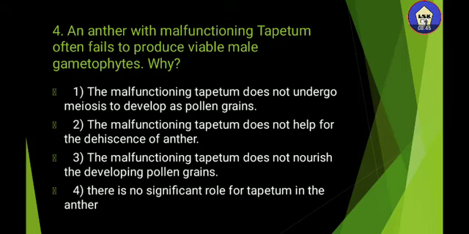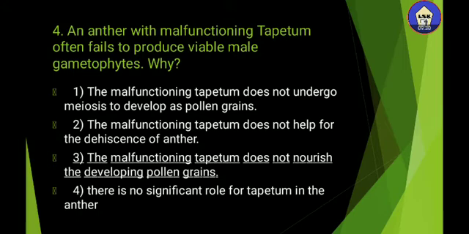The question is, an anther with a malfunctioning tapetum often fails to produce viable male gametophytes. Why? The malfunctioning tapetum does not nourish the developing pollen grains. Is it true? Yes, of course, because the tapetum has a nutritive function that provides nutrition to the developing pollen grains. So the answer should be option 3 itself. Why is option 2 wrong? Because it says the malfunctioning tapetum does not help for the dehiscence of anther. Definitely the tapetum is not involved in the dehiscence of anther, but that is not because of the malfunctioning tapetum. The dehiscence of anther is mainly because of the endothecium.